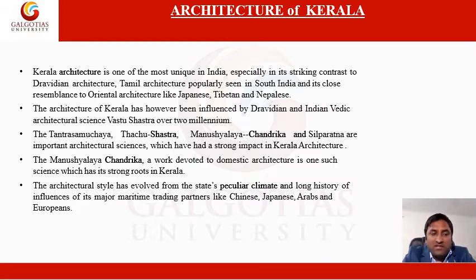The Tantra Samuchaya, Thachu Shastra, Manushyalaya Chandrika, and Shilparatna are the important architectural sciences which have a strong impact on Kerala architecture. The Manushyalaya Chandrika, a work devoted to domestic architecture, is one such science which has its strong roots in Kerala. The architectural style has evolved from the state's particular climate and the long history of influence of its major maritime trading partners like the Chinese, Japanese, Arabs, and Europeans.